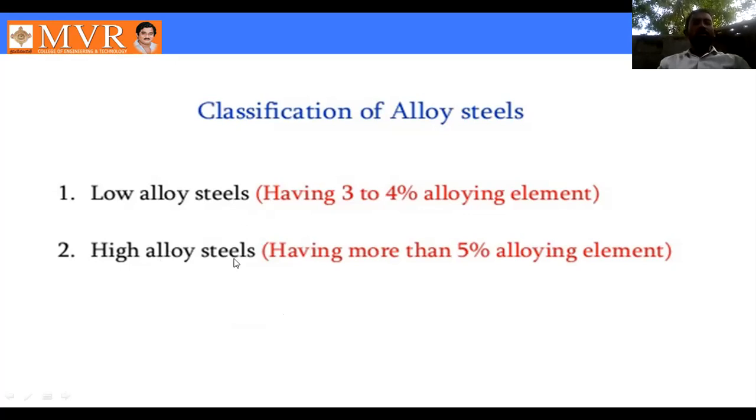High alloy steel has more than 5 percentage alloying elements. It is not the carbon content. This is the alloy elements percentage. Having more than 5 percentage alloying elements, we use it as high alloy steel. That's why we call it a high alloy steel.